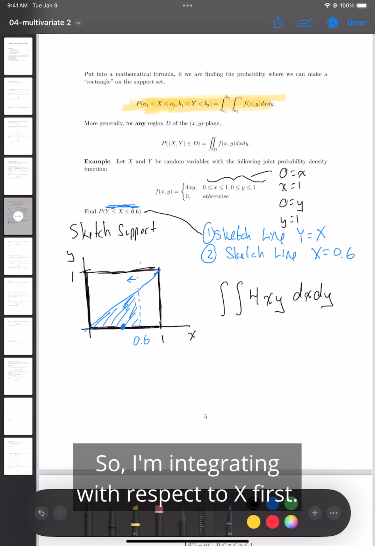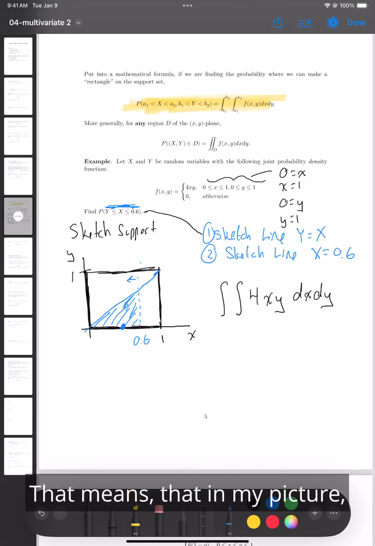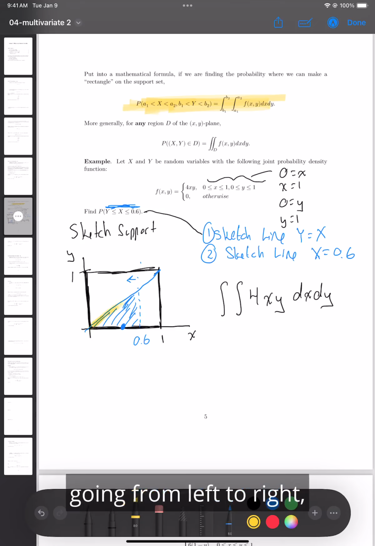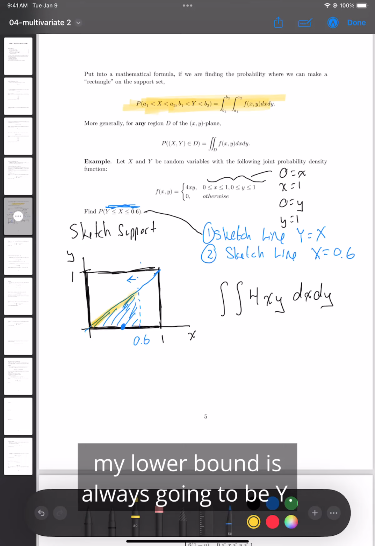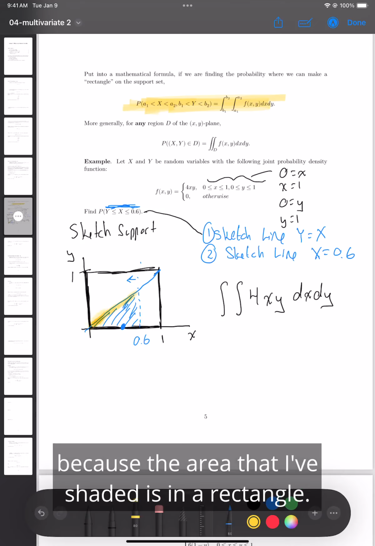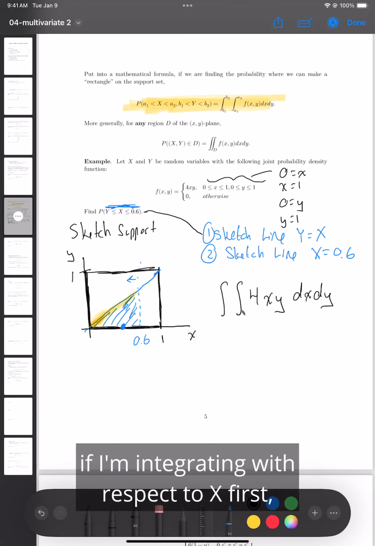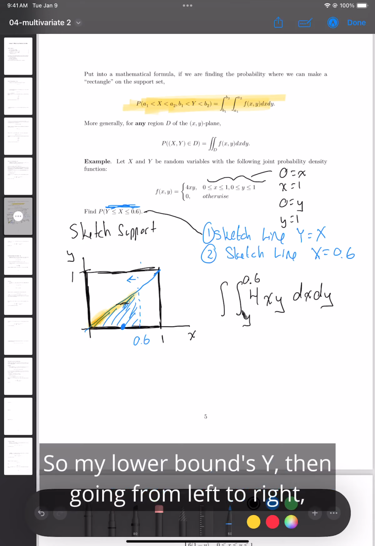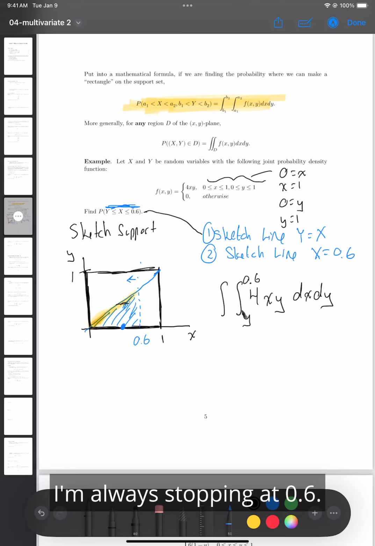Okay, so I'm integrating with respect to x first. That means that in my picture, going from left to right, my lower bound is always going to be y. So I'm not always starting at 0 because the area that I've shaded is not a rectangle. And so the lower bound, if I'm integrating with respect to x first, is y. My upper bound is 0.6. So my lower bound's y, then going from left to right, I'm always stopping at 0.6.